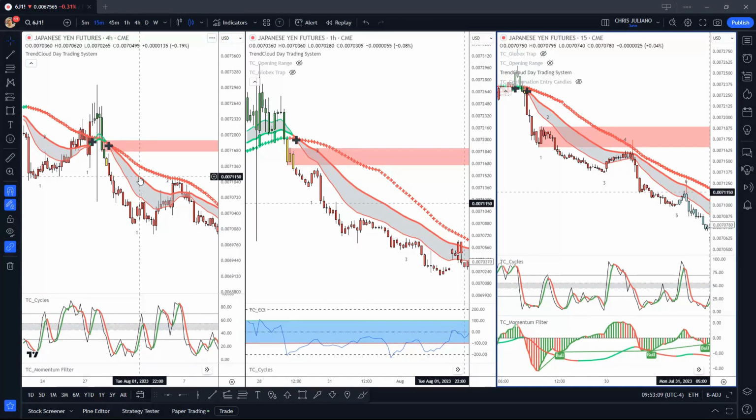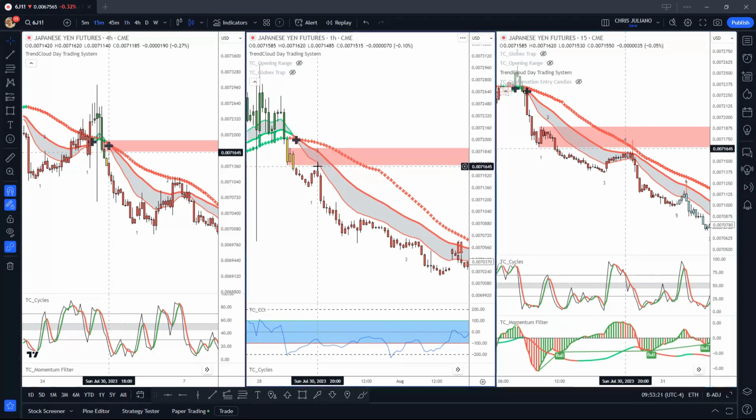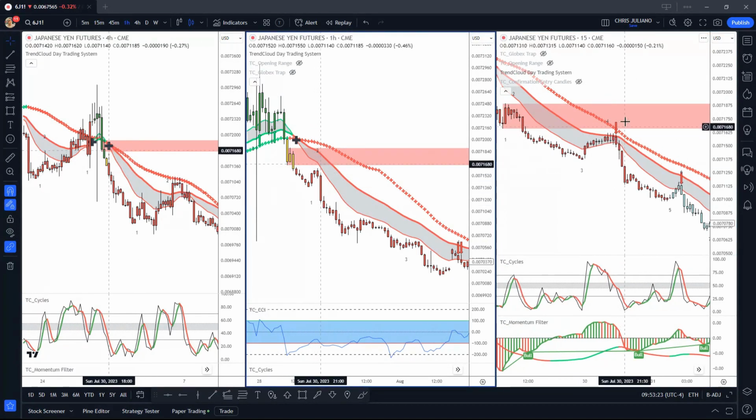So high time frame, 4-hour chart, we're in a downtrend. Trend cloud is red. Candles are red. Where is this going to pull back to? We're going to be looking for supply zones. We got a nice confirmation entry here to the downside. And if you look at CCI, pulls back into that blue shaded area and impulses down.